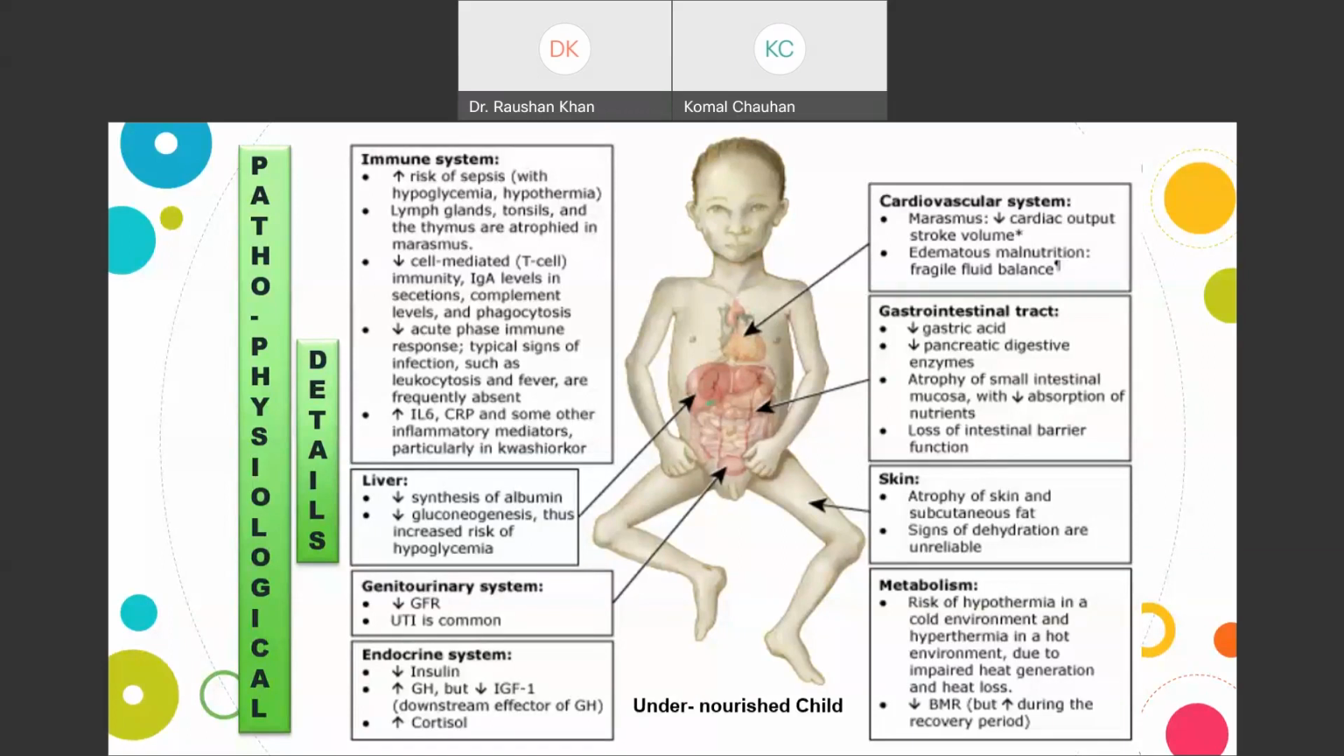Then metabolism is also compromised, with the risk of hypothermia in the cold environment and hyperthermia in the hot environment due to impaired heat generation and heat loss. Decreased basal metabolic rate is there, but it increases during the recovery period.